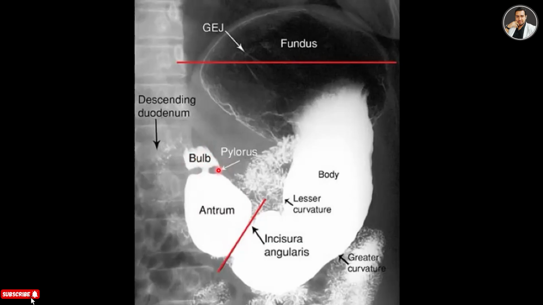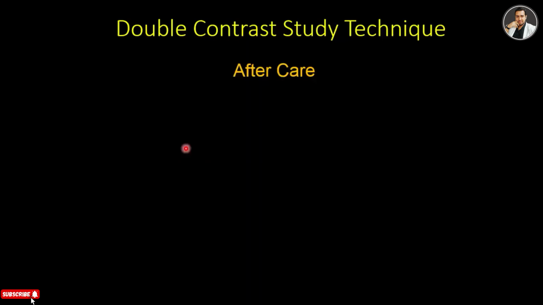This is the pylorus. So this is the pyloric end of the stomach, and contrast starts to enter into the small intestine and has already reached the duodenal bulb. So that's the end, and you have to give aftercare to the patient.